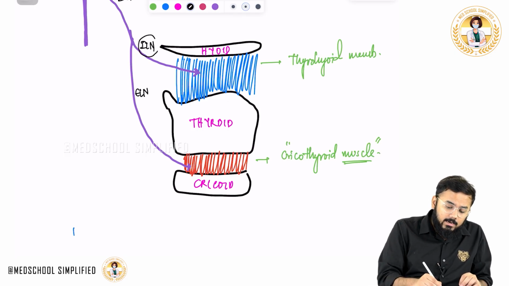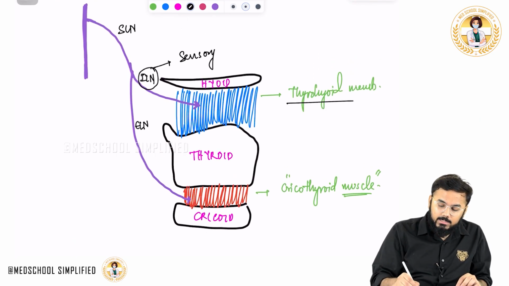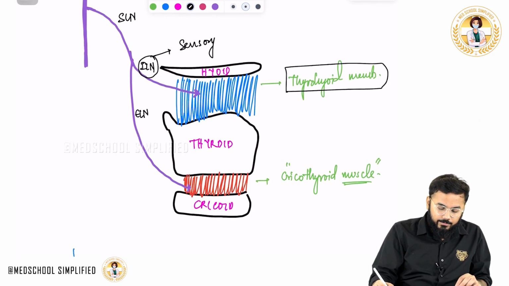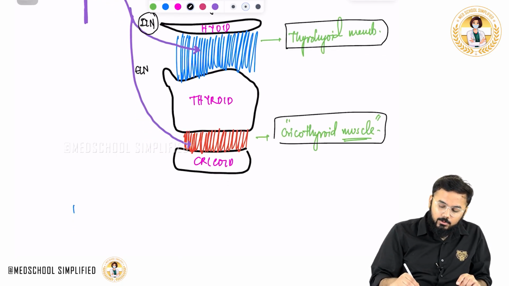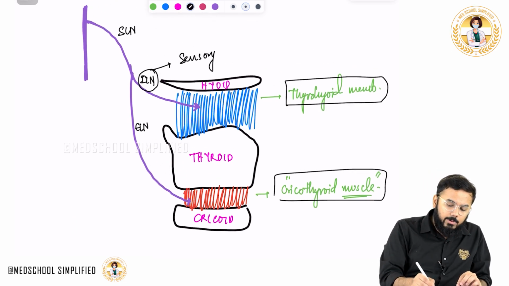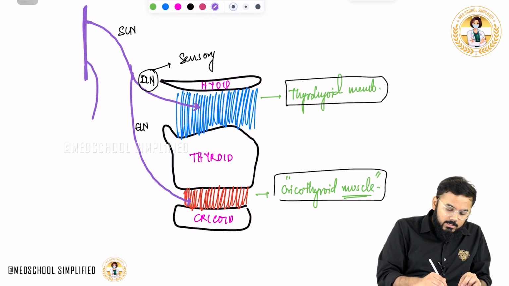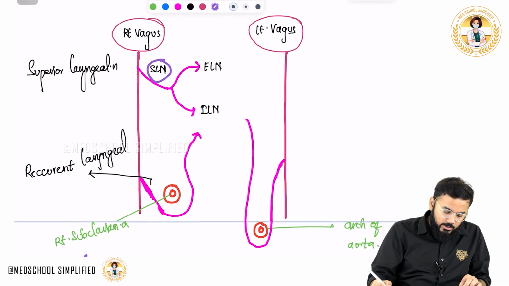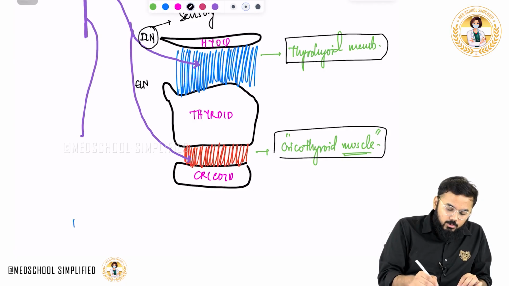So what is this internal laryngeal nerve? Internal laryngeal nerve is a sensory nerve. Where is the sensory nerve supplying? It is supplying the thyrohyoid membrane. What is this external laryngeal nerve? External laryngeal nerve is supplying your cricothyroid muscle. Next, another branch which we discussed down here is the recurrent laryngeal nerve. So this branch over here is the RLN, recurrent laryngeal nerve.